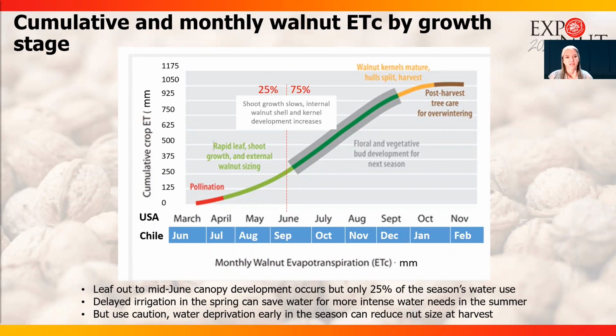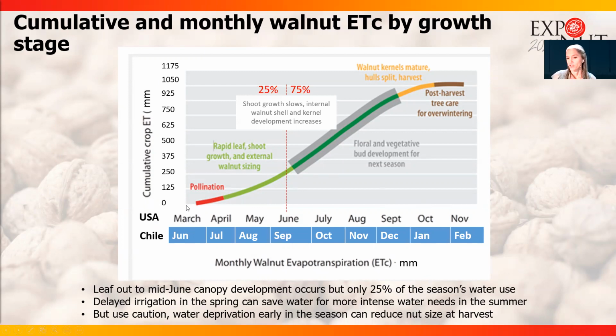Irrigation management in walnut impacts all phases of nut and canopy development. The graph here shows the cumulative crop evapotranspiration throughout the growing season, which in the US starts from March and goes through November, corresponding to the growing season in Chile from June through February.